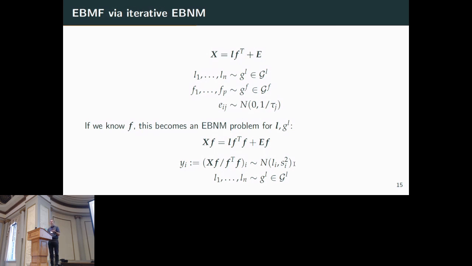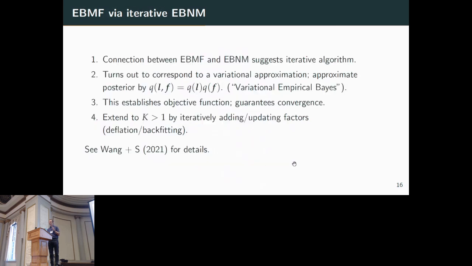And that might suggest to you some kind of iterative scheme where we alternate between doing this for L, assuming we know F, and then doing this for F, assuming we know L, and going back and forth. And it turns out that if you get the details right, that corresponds to making a variational approximation to the posterior for L and F. That connection establishes an objective function and guarantees convergence of this iterative approach. So the idea is that you can make some kind of rigorous justification of that intuitive iterative approach to the problem.